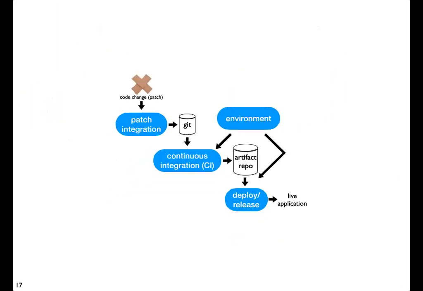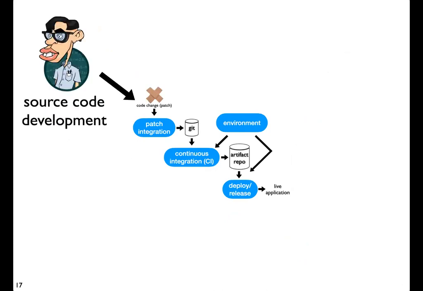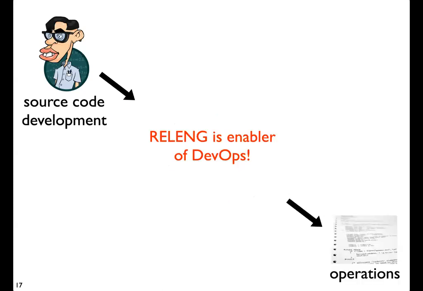If you zoom out a bit on our pipeline we just showed, at the input, the code change really comes from development, the dev side. The live application is in operations, the ops side. So in other words, Reliance is in between dev and ops, an enabler of DevOps. You have to pass through Reliance to go from dev to ops. So in that sense, they're really connected together.